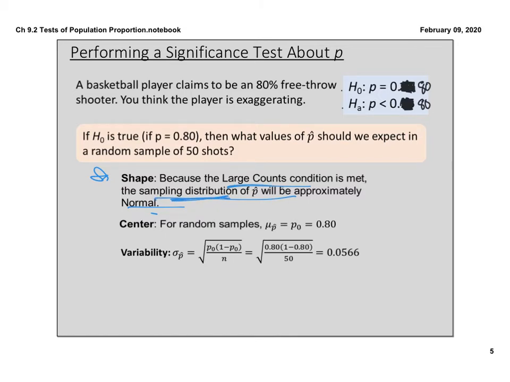We also know that the mean of our sampling distribution, the mean of p-hat, is going to be the same as our proportion, which is 0.8. So for our center, we've got a mean. Then because it's normal, I can use that sampling distribution standard deviation that looks like this and get a standard deviation of 0.0566. So those are all the things that I can assume to be true so that I can find a p-value for my significance test.